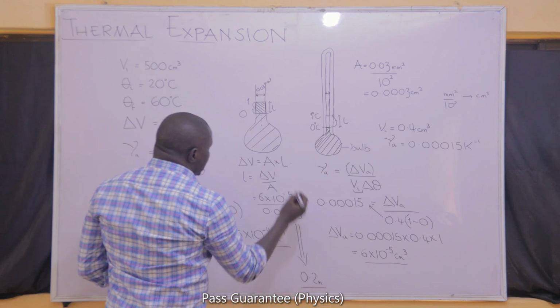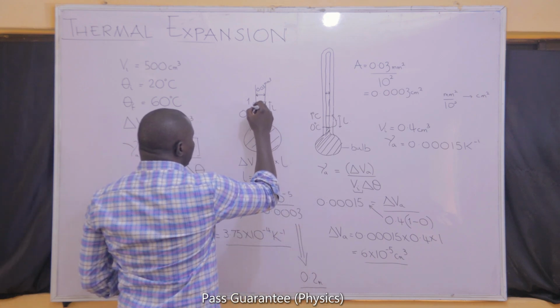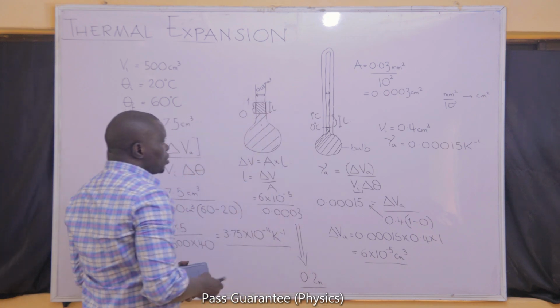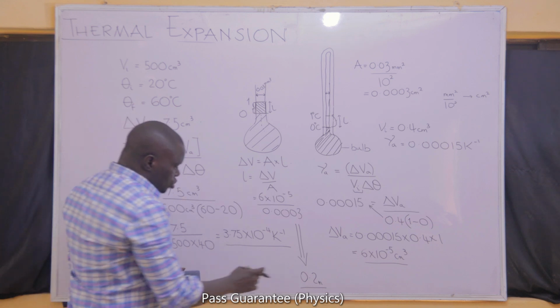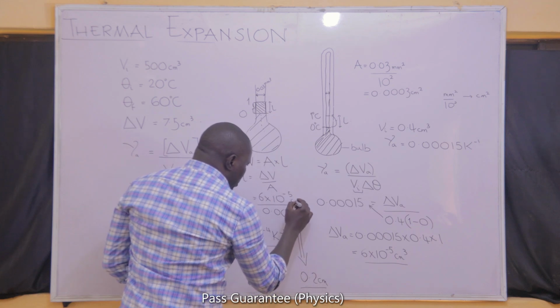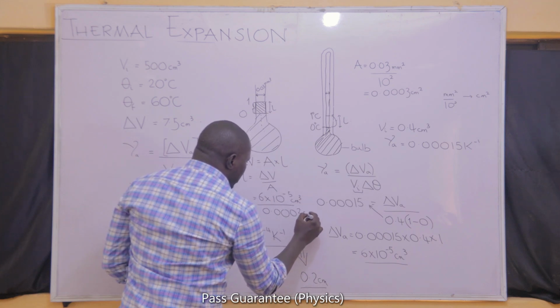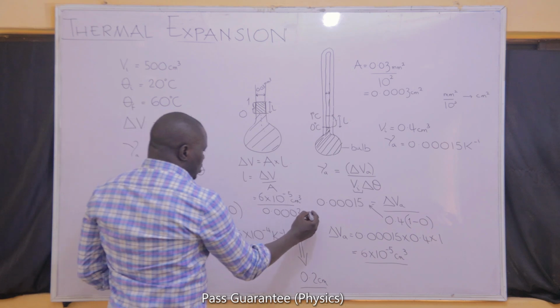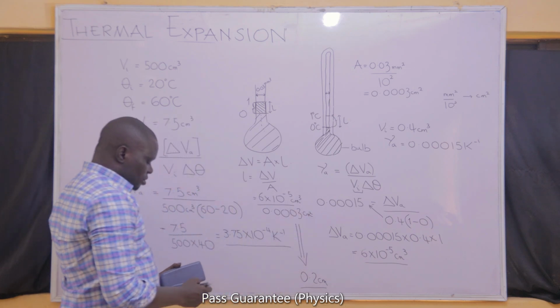So for a degree change in temperature, I'm expecting the liquid level to rise by 0.2 centimeters, because the volume is in centimeter cube, while the area is in centimeters squared. So if I divide that, I should have centimeters.